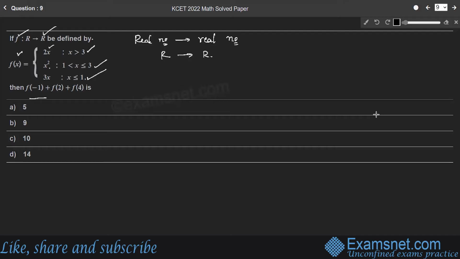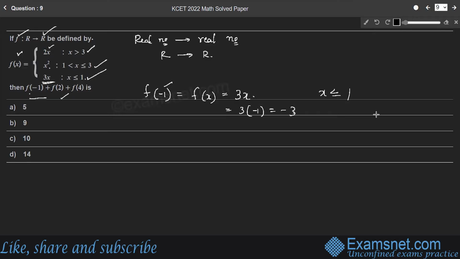Here, we'll consider f of -1. So here x is less than or equal to -1, right? Consider f of x is equal to 3x, where x is less than or equal to -1. So f of -1 is f of x, which is equal to 3x. Therefore, here the value of x is -1. So 3 into -1 becomes -3, right?